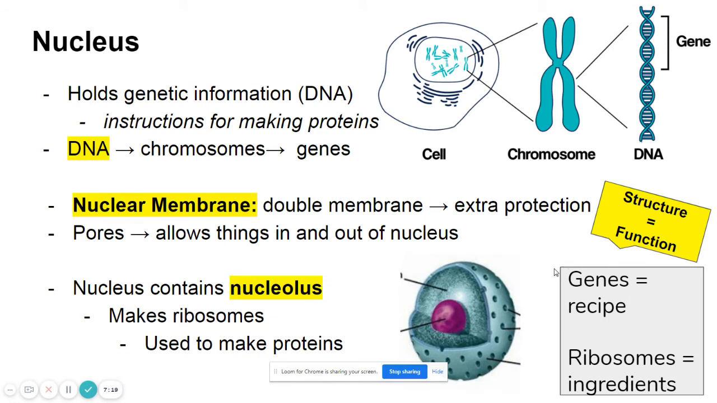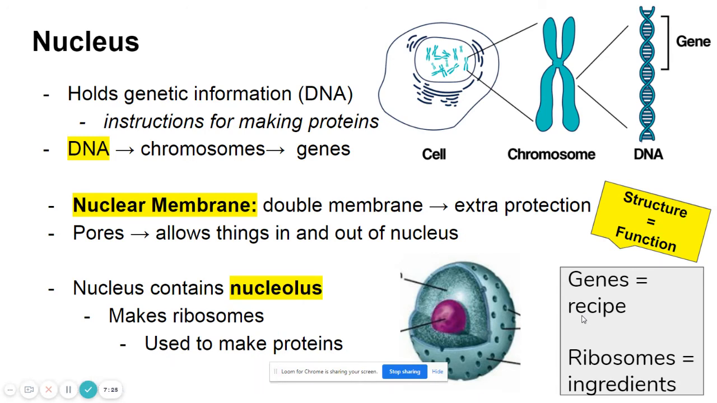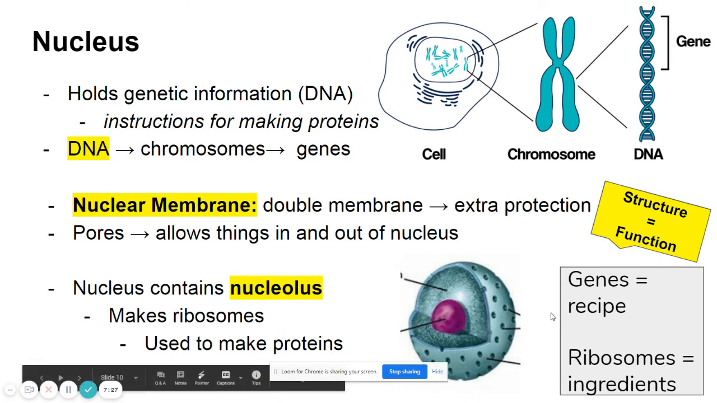Now, like I said, you need ingredients. You can't just make a dish from thin air. You need some form of ingredients that you're going to be putting together. In the process of protein synthesis, these ingredients are known as ribosomes, which are another set of specialized organelles. And the main purpose of these organelles, ribosomes, is to make proteins.